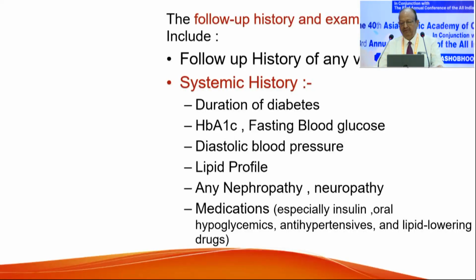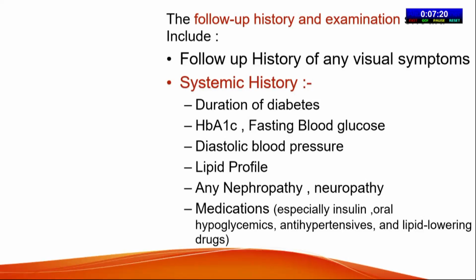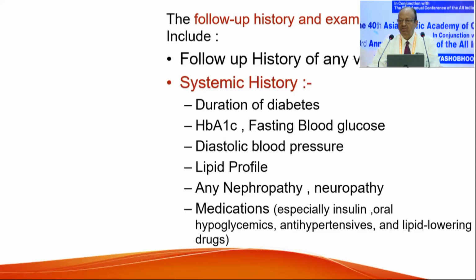The follow-up should be included as per the history and examination. That means the duration of diabetes, perfect control, that is HbA1c, fasting blood sugar. Diastolic blood pressure is also very important, more than the systolic blood pressure. Lipid profile. Any neuropathy or nephropathy developing alongside this, because diabetes can cause nephropathy and neuropathy also, so you must look into that. Medication, especially insulin, oral hypoglycemics, antihypertensives, and lipid-lowering drugs are also important to consider.